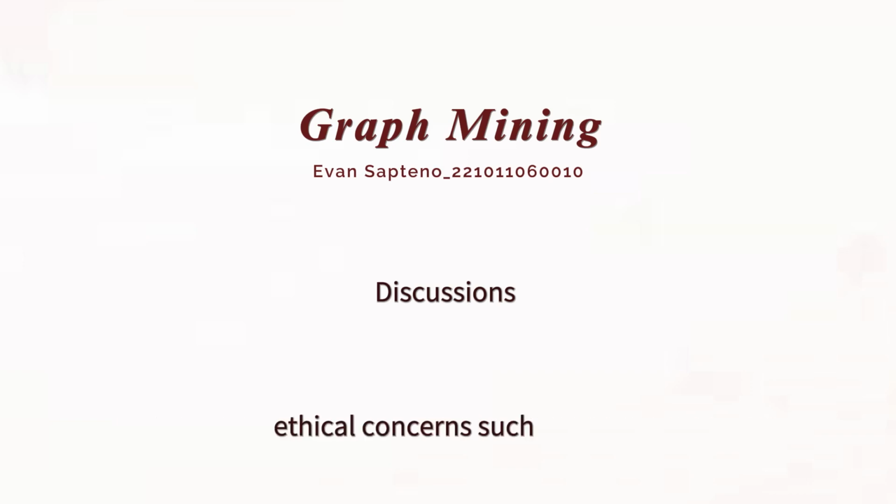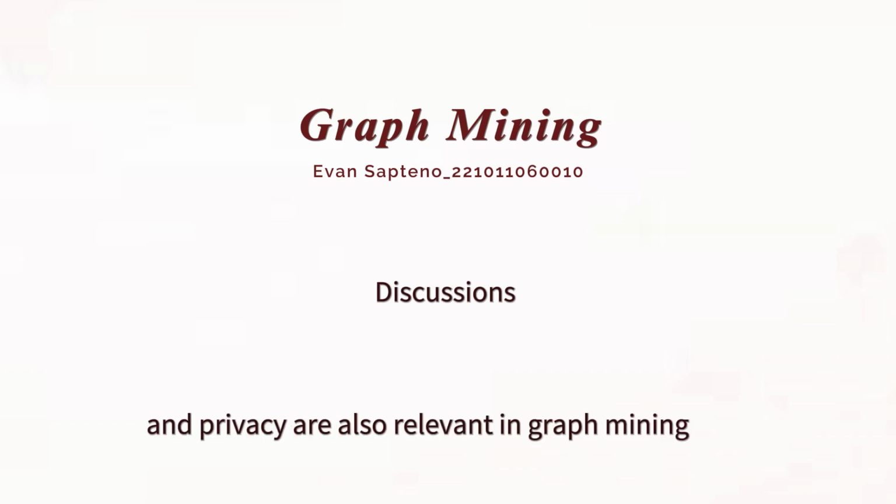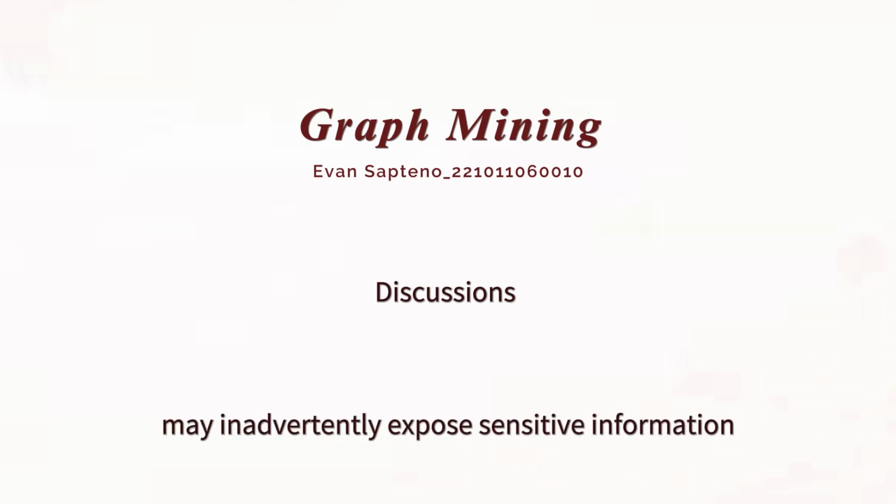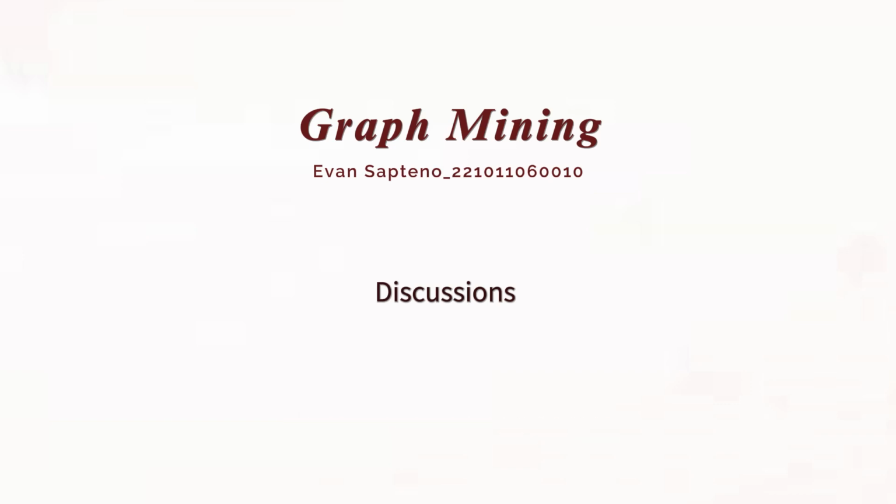Ethical concerns such as bias, fairness, and privacy are also relevant in graph mining. Data security and privacy issues arise as graph mining algorithms may inadvertently expose sensitive information about individuals or groups. Additionally, biases in the underlying data can propagate through graph mining techniques, leading to unfair or biased outcomes. Considering ethical implications and ensuring proper safeguards to protect privacy and fairness are essential.